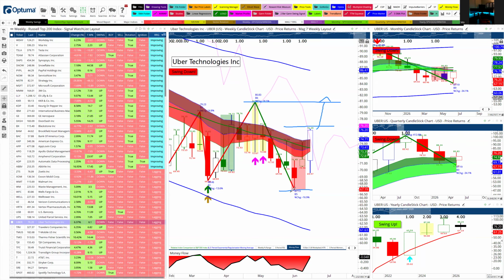But here people say, oh, this is the low right there. Oh, this stock is going like this. Really?